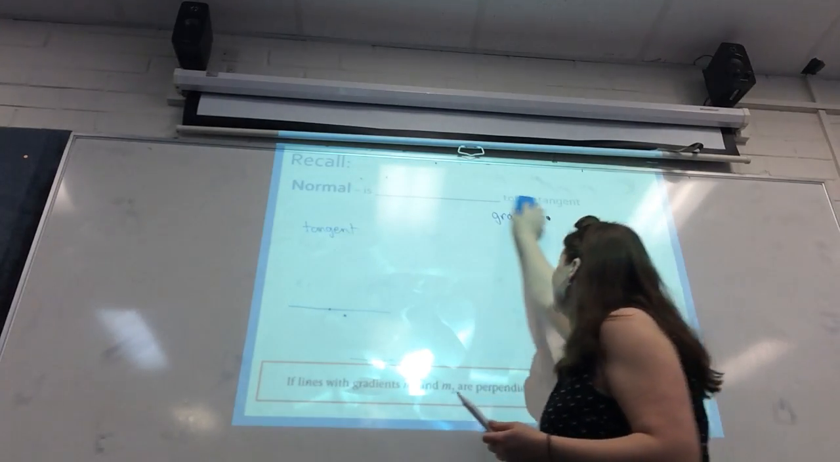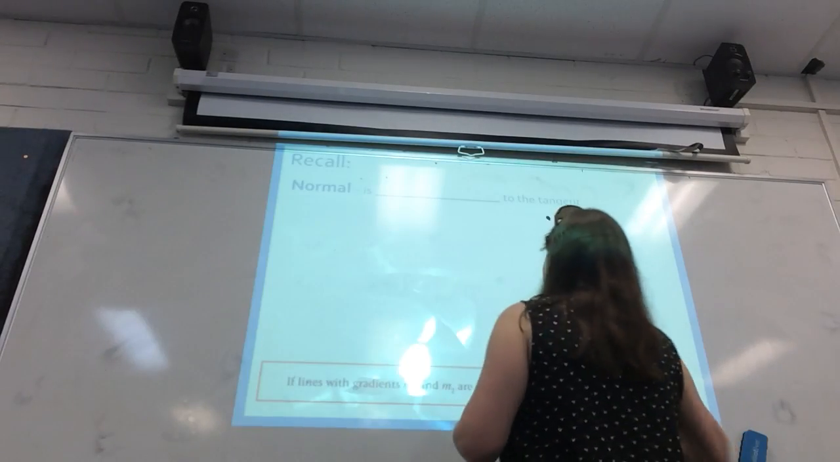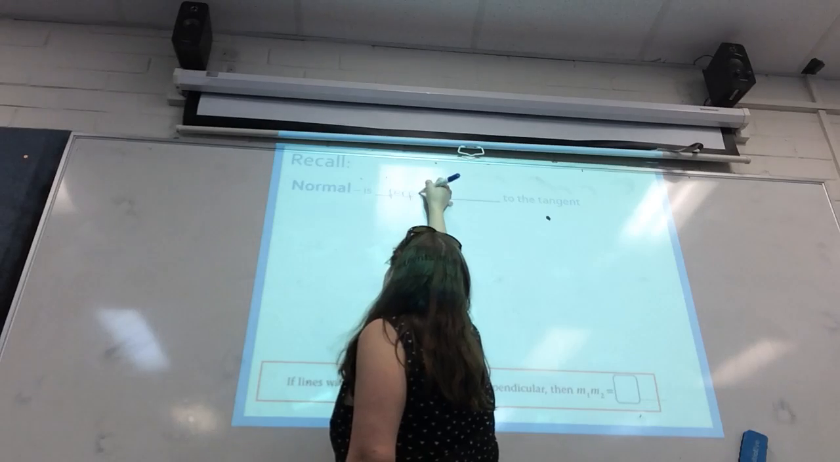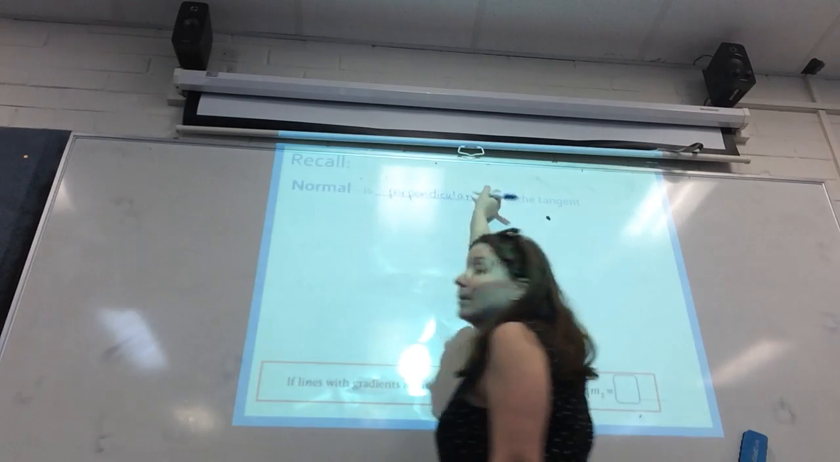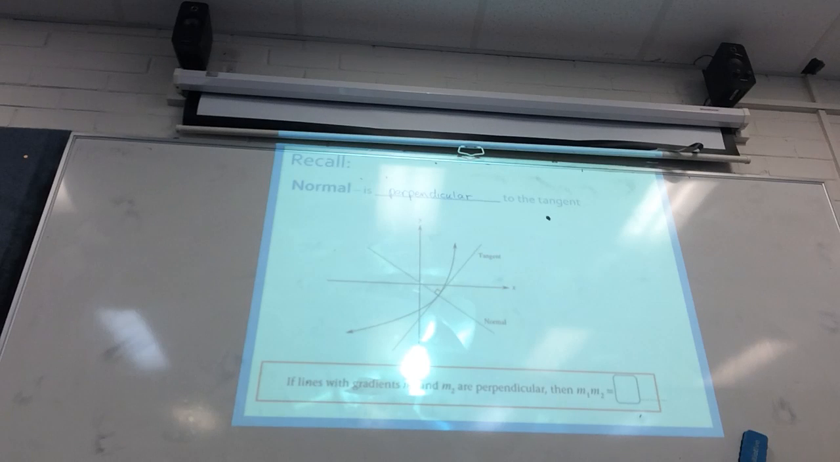Another thing to remember, what do you know about the normal? It's perpendicular to the tangent. Remember that the gradients multiply to give -1. But if one of the gradients is 3, how do you get the other one quite easily? Flip and make negative. So Brian is whispering -1 over 3. So flip and make negative.